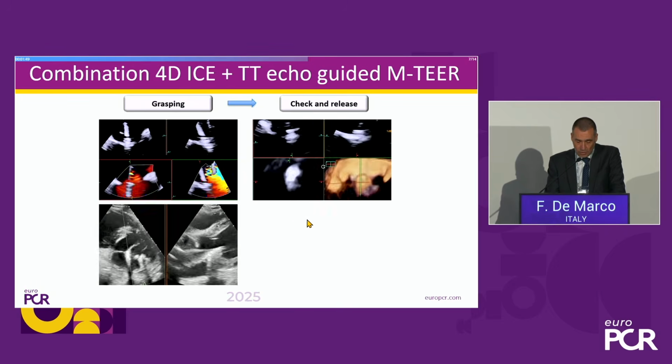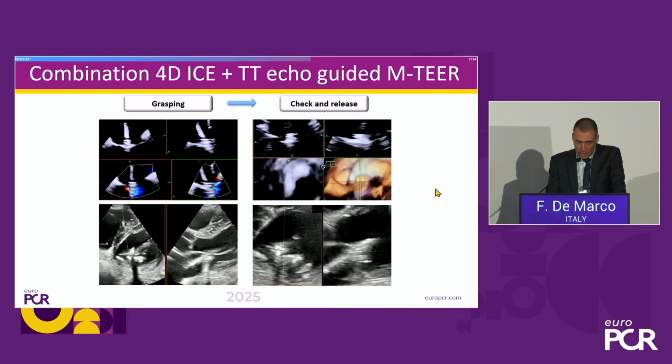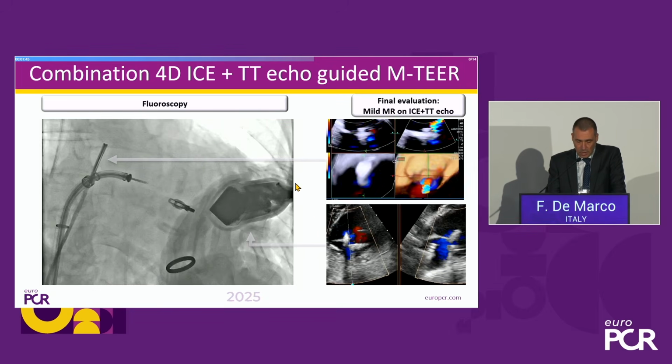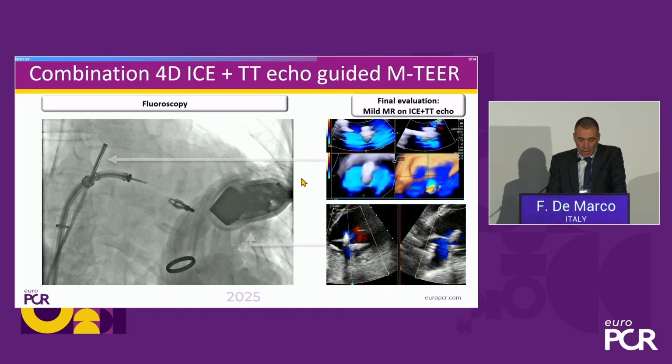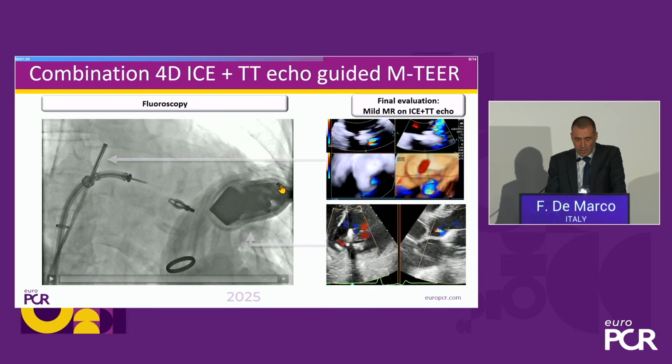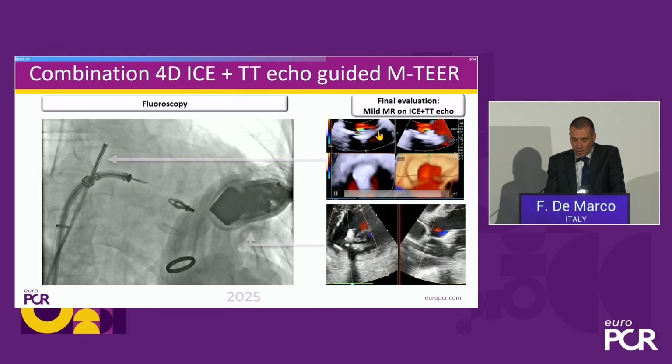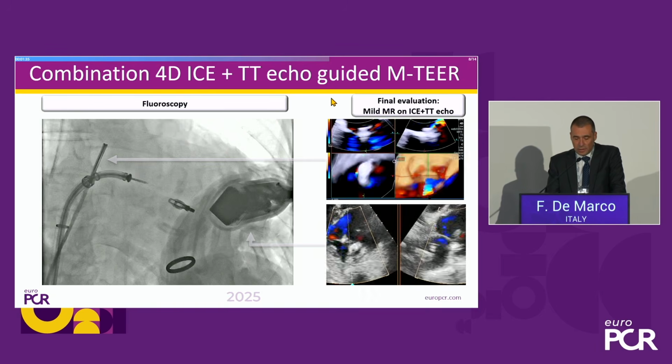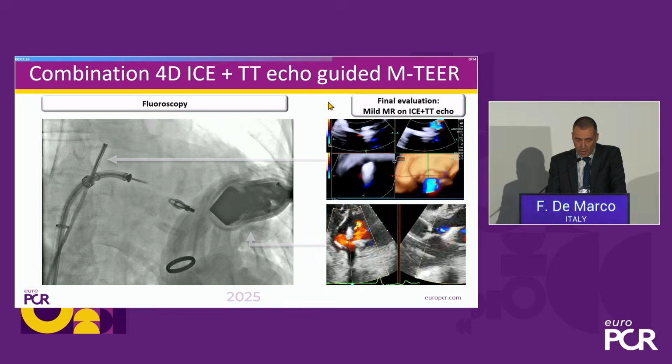We checked for our result, which was good, and then we basically released the clip. This is the fluoroscopy showing the eyes and the catheter and the transthoracic echo probe, and this is the result, both on eyes and on transthoracic echo.